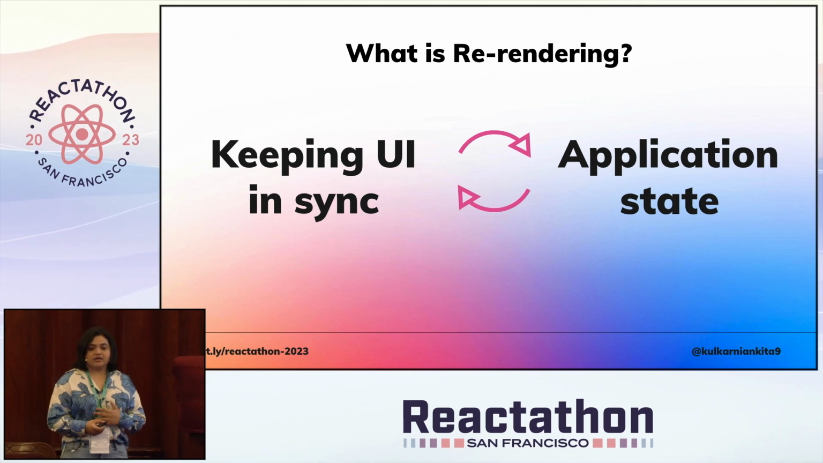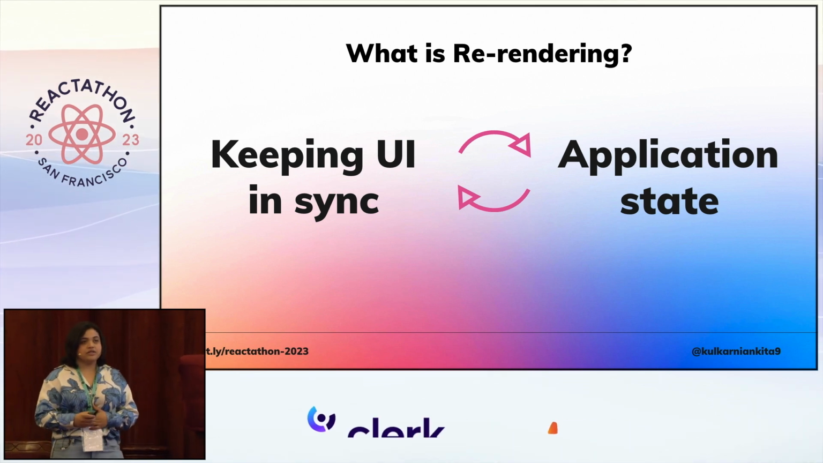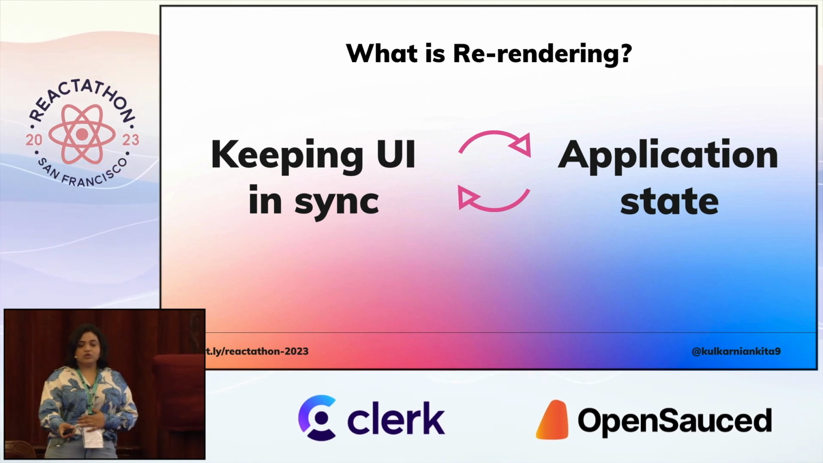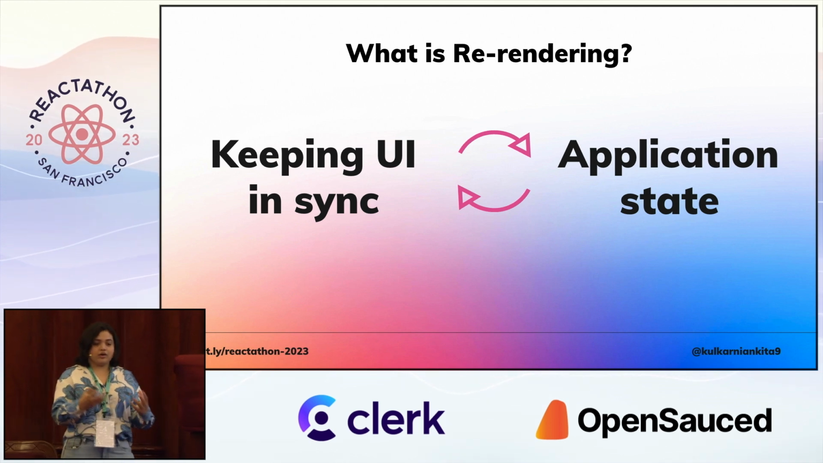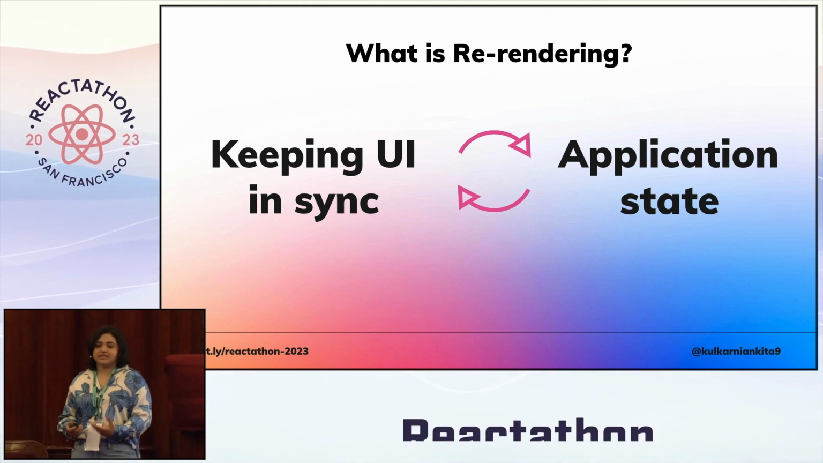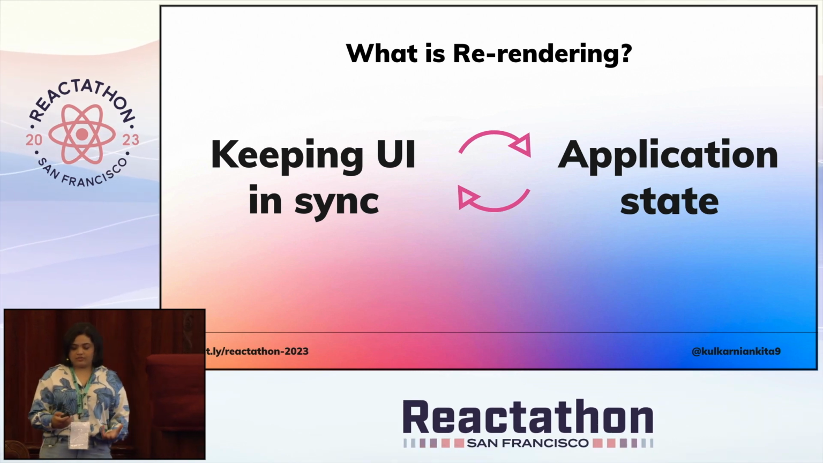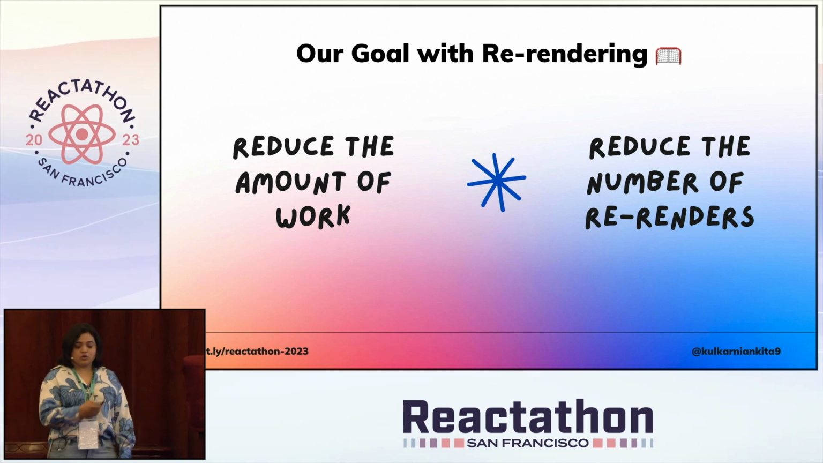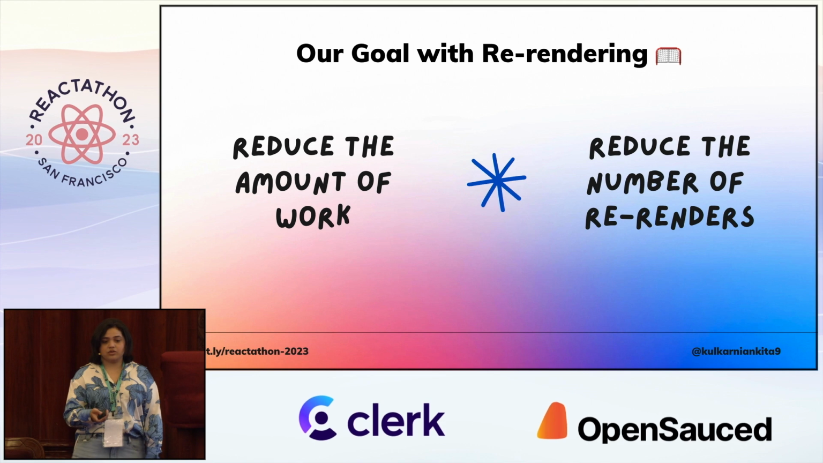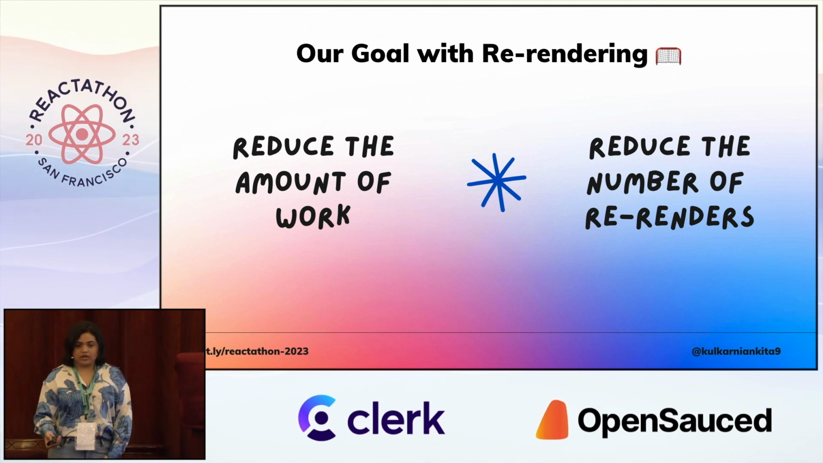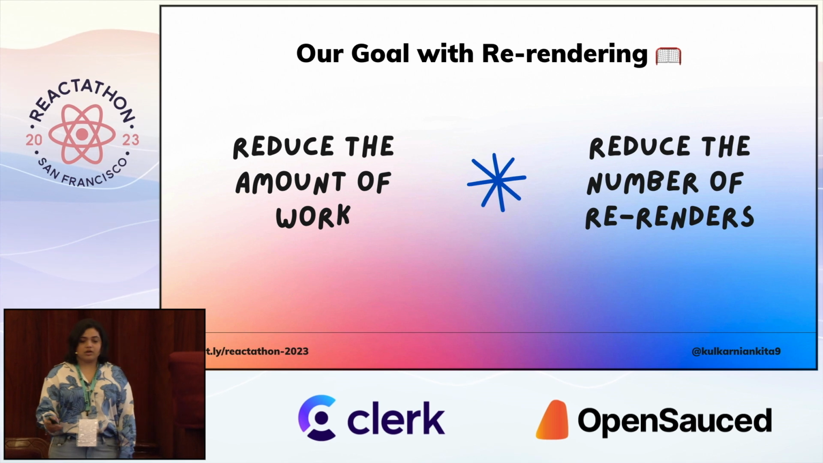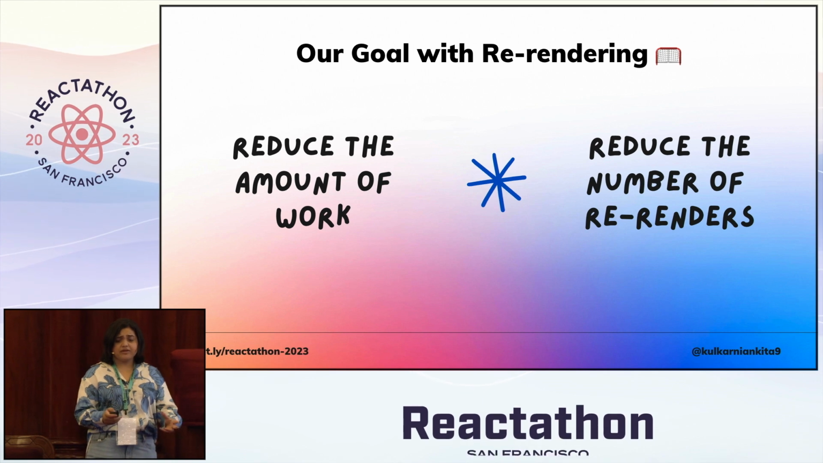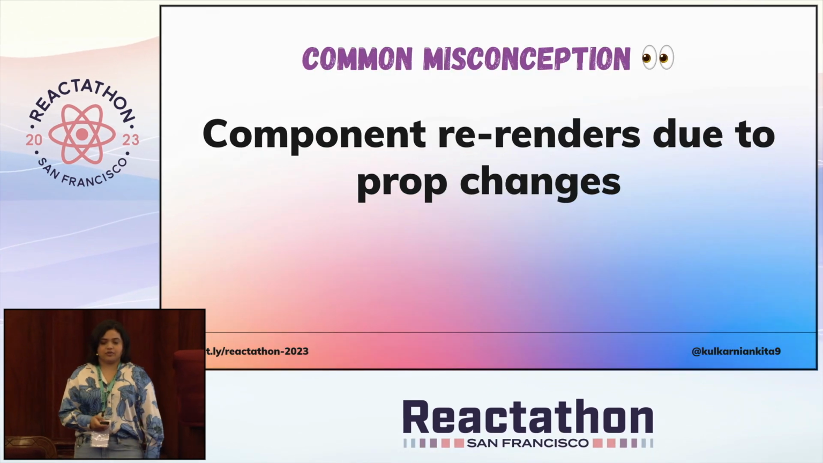So what is re-rendering? React's main job is to keep the UI in sync with your application state, and the tool it uses is called re-rendering. It doesn't want the user to see stale data. We always want to show fresh data. That's our goal for re-rendering, and throughout this talk we are going to go back to this goal as well. We want to reduce the amount of work that any of our components or our code does, but also reduce the number of re-renders in general.